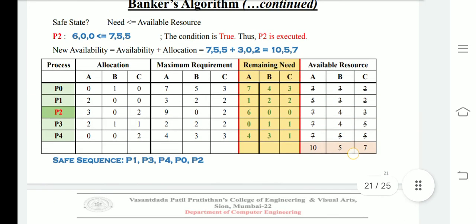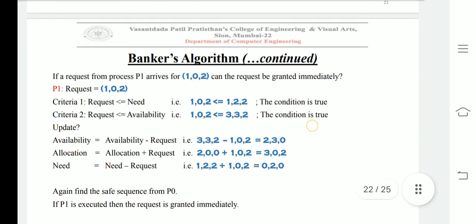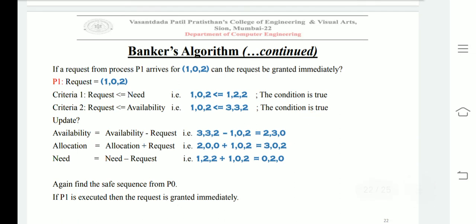So here you can see at the initial state, what is the value of the available resources? It is 3, 3, 2, and we are not using 10, 5, 7. So we will use 3, 3, 2. We will subtract the request from this and get the answer 2, 3, 0. So our new available resource will be 2, 3, 0 and not 3, 3, 2.